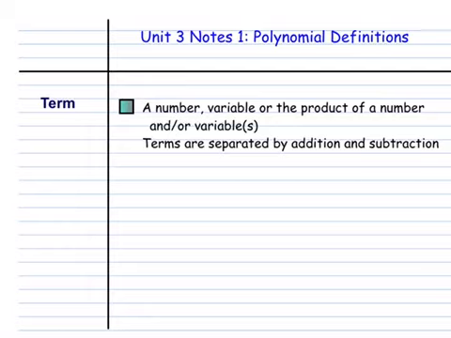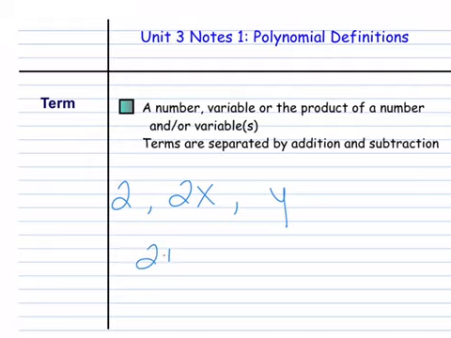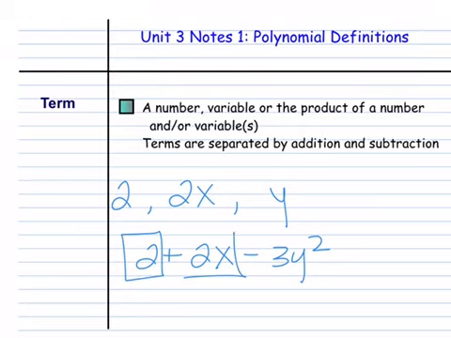Our next word is term. A term is a number, variable, or the product of a number and or variable. Terms are separated by addition and subtraction. So a term can be 2. 2 is a term. 2x is a term. y is a term. All of these things are different terms, and usually you'll see it split up by like 2 plus 2x minus 3y squared. These all are separate pieces, so those would be our number of terms.